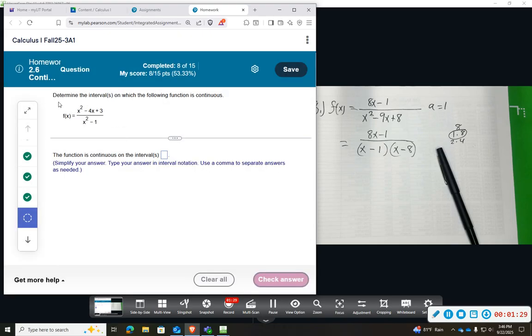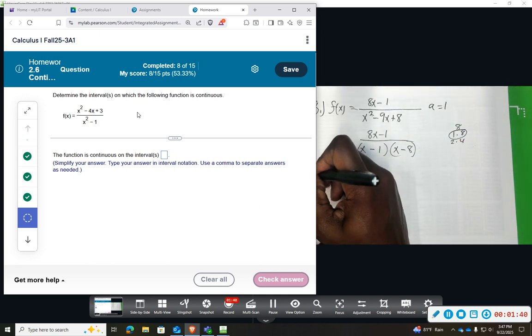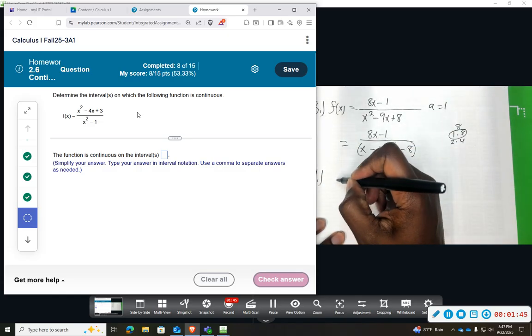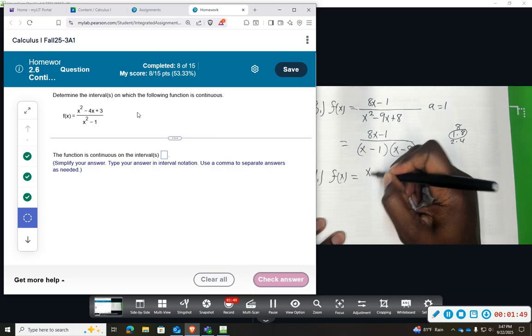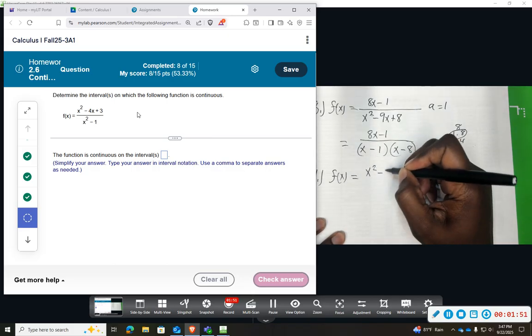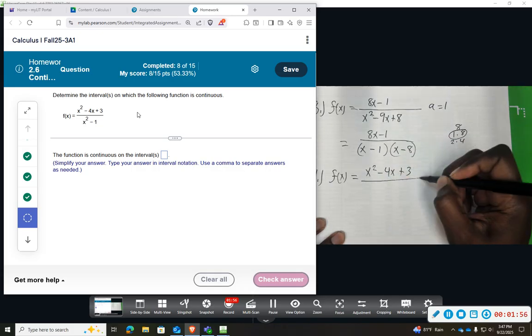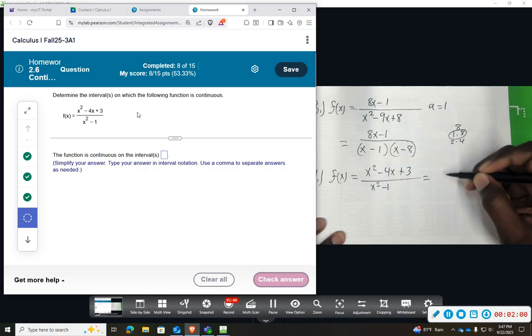Number 9, we want to determine intervals on which the function is continuous. So we're going to find continuous functions. Again, similar, just by finding the domain. So if I go to number 9, f of x, we have x squared minus 4x plus 3. And then we have an x squared minus 1, so we can factor that with difference of squares.